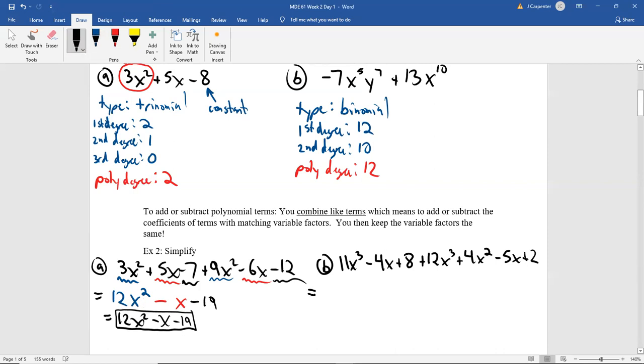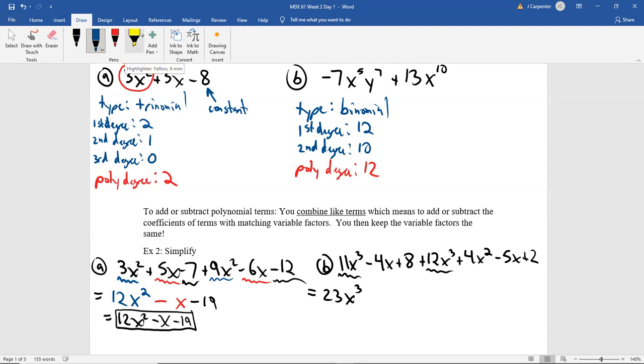Equals. The 11x cubed has a like term, that 12x cubed. So we can combine those, 11x cubed plus 12x cubed, 11 plus 12 would be 23. So 23x to the third. Now, I want to write these in what we call descending order. If you didn't do it that way, it's okay. But I got the x cubes first. Let me get the x squareds next.